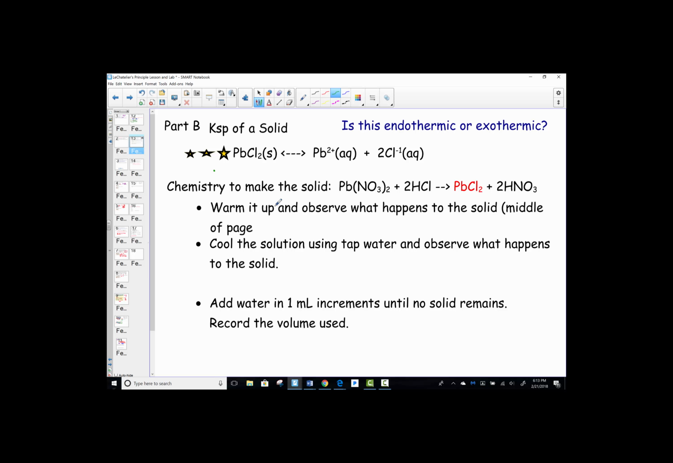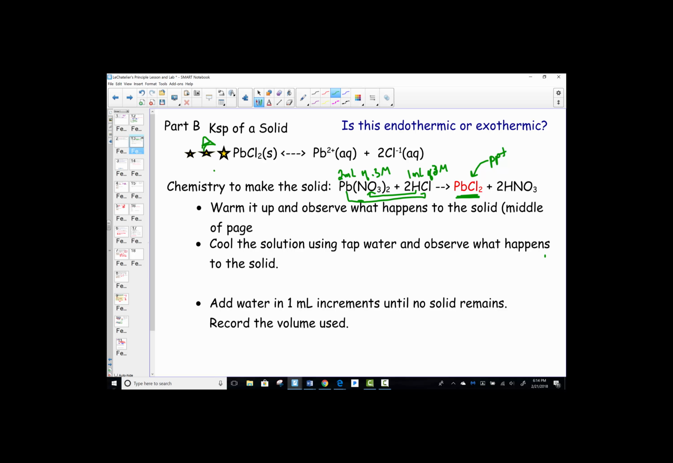So really what you're doing in step 1 of part B, you're adding 2 mils of 0.3 molar lead nitrate. And then it says add 1 mil of 0.3 molar HCl. Notice this is a double displacement. Lead goes to chloride, hydrogen goes to nitrate. So a double displacement reaction. This is our driving force. This is the precipitate lead chloride. And that's what we're studying, is that solid formation.